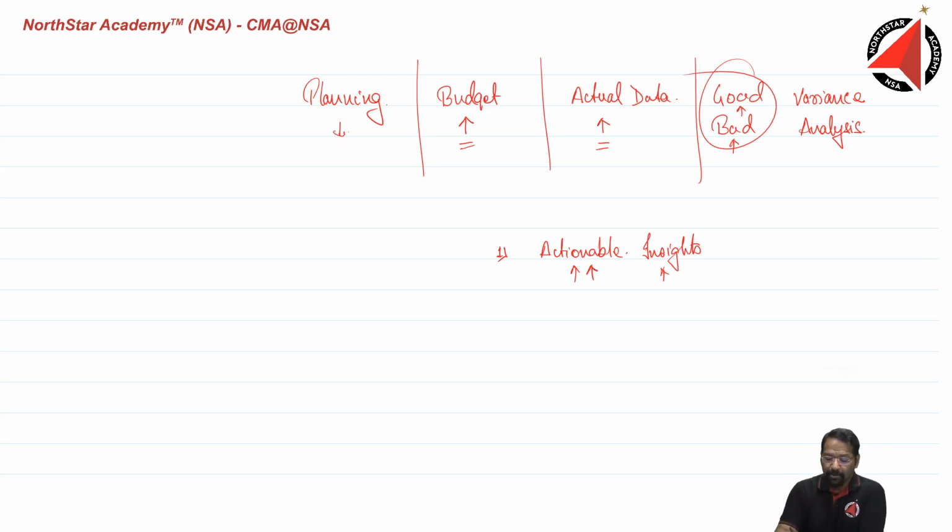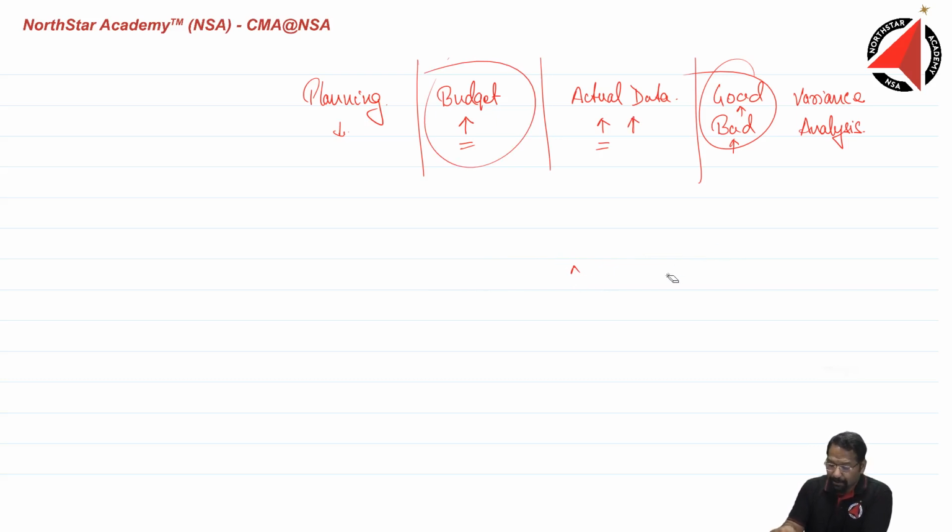For now, we are going to focus more on budgeting. We are not going to focus on actual data. Now, how does a budget look like? Imagine if I want to compare two things. If I want to compare an apple to what? What should I compare an apple to? So naturally, if I want to make a fair comparison, I should compare an apple to an apple only. Agreed? Then only comparison will make sense.